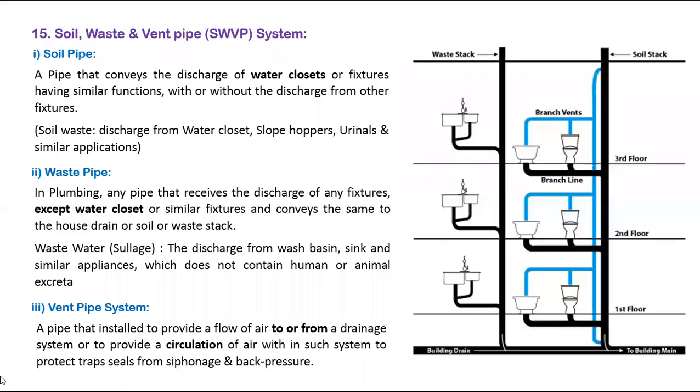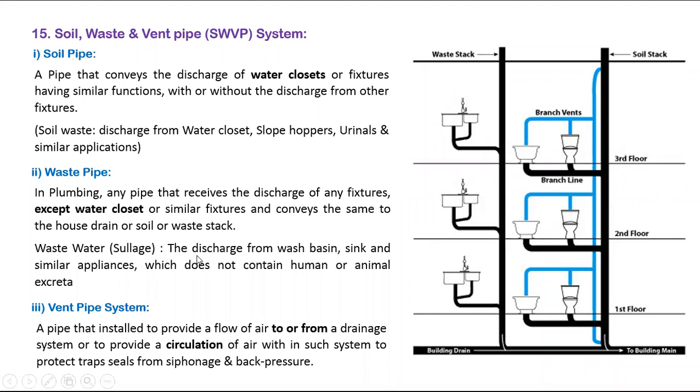The discharge from a wash basin. Normally, we will get that sullage or wastewater from wash basin, sink, and similar applications, which does not contain human or animal excreta. So that is called wastewater. Human waste means we have to put it into the soil pipe only.